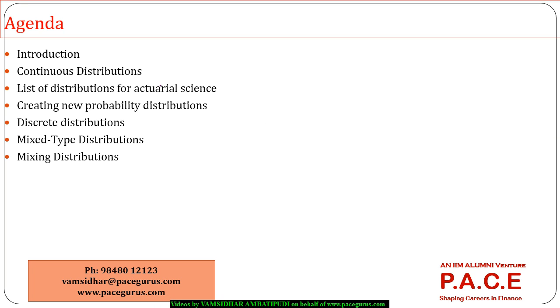As a quick agenda to this session, we'll have an introduction part wherein we try to understand why we really need probability distributions in actuarial science. What are the different types of probability distributions? You might know the theoretical part. We have continuous distributions, we have discrete distributions, and in some cases we also have a mixed kind of distribution. So that's the basic introduction that we are going with.